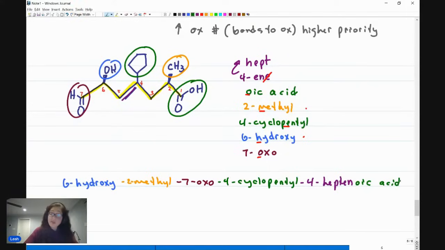Not bad. It's a lot, but do you see how I went through it piece by piece by piece and everything just fell into place? Okay. Then we have to do stereochemistry. So let's do that really quick.